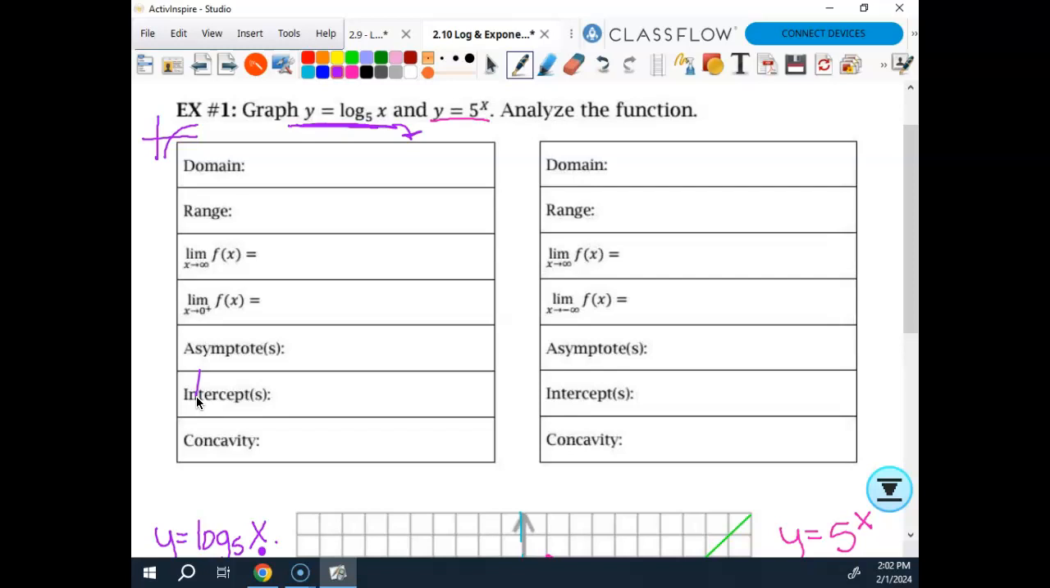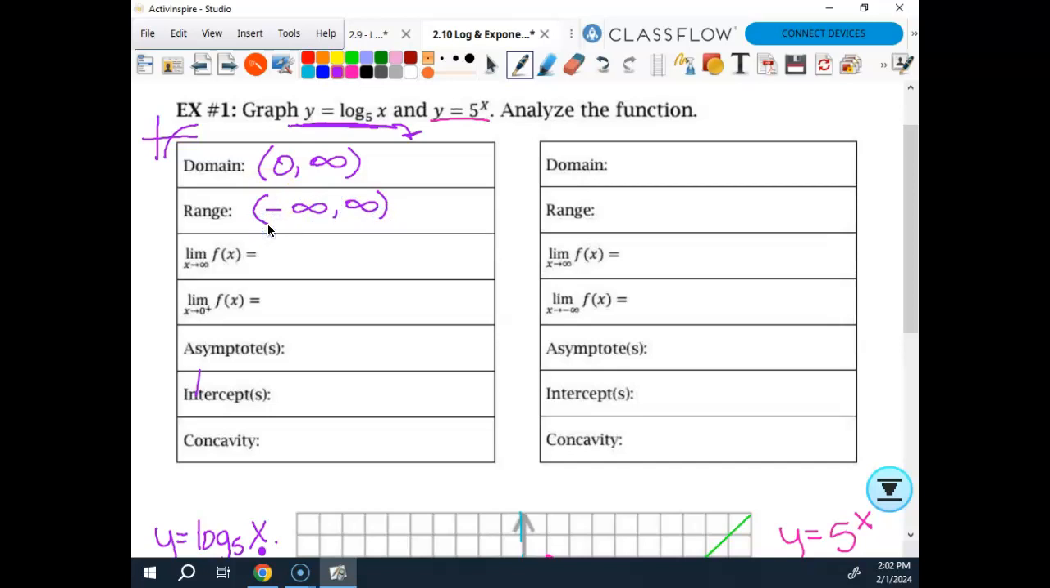So what is the domain? Where do we start? 0 and go to infinity. We never include the infinities. Do we include 0 here? No. Okay, good. What is my range? Very good. Negative infinity to infinity. All right.